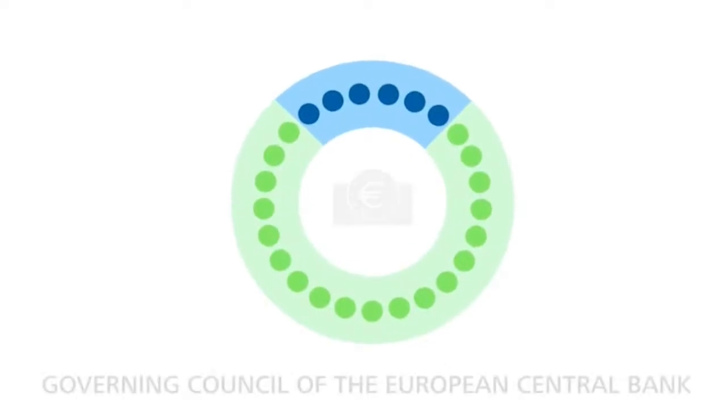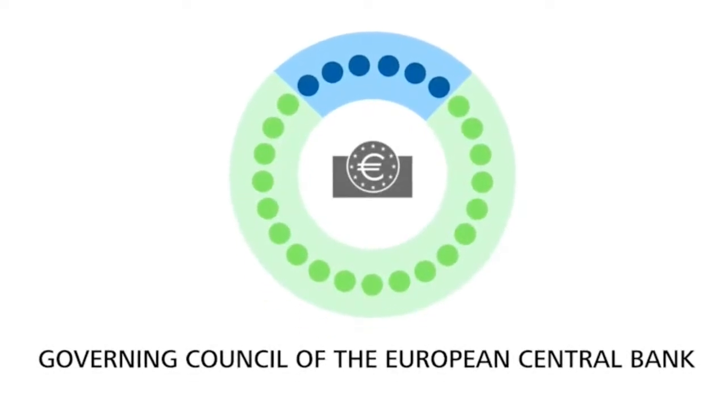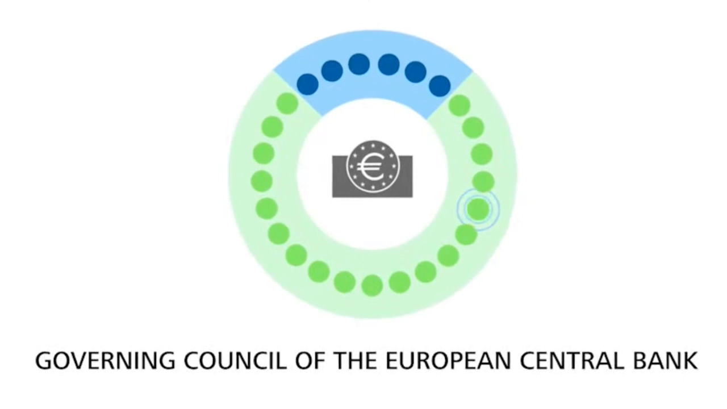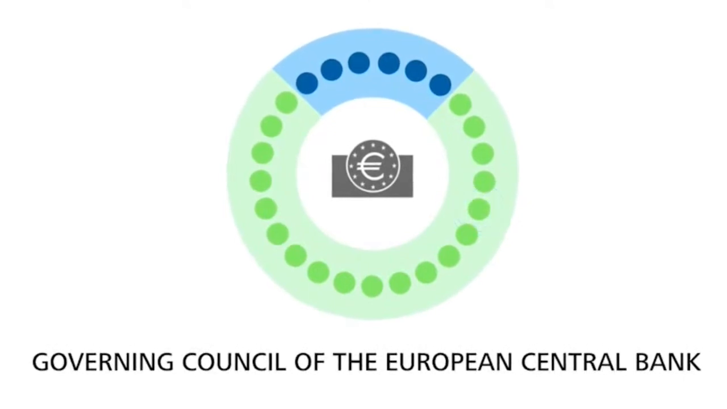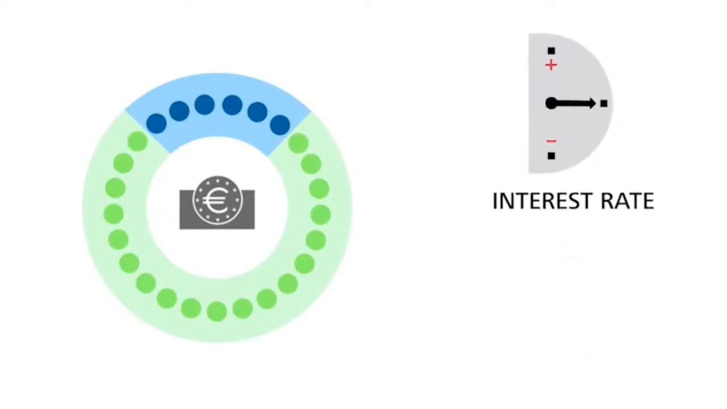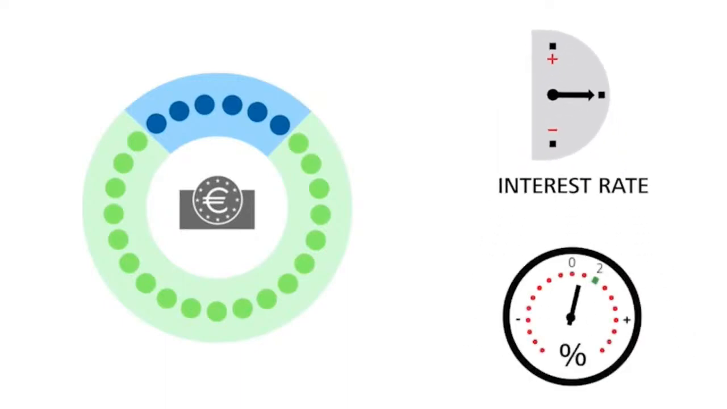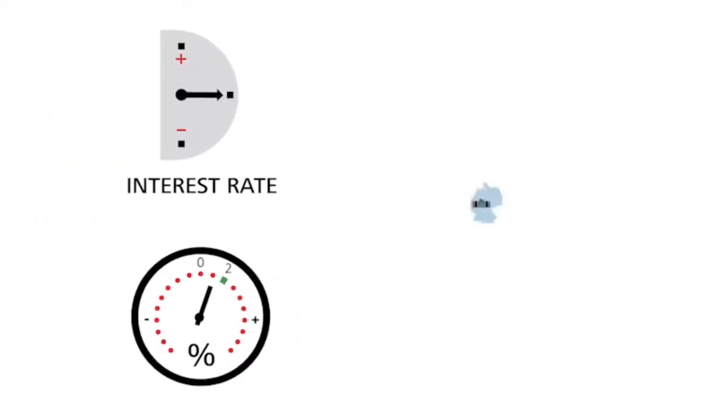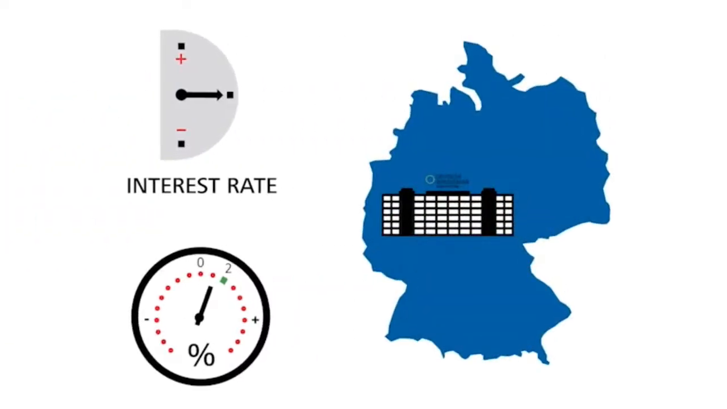The necessary monetary policy decisions are taken by the Governing Council of the European Central Bank. The President of the Bundesbank is a member of the Council and has a vote on monetary policy decisions. The Governing Council uses monetary policy instruments to influence interest rates in the euro area in order to maintain annual inflation at just under 2% in the medium term. The Bundesbank implements monetary policy decisions in Germany.